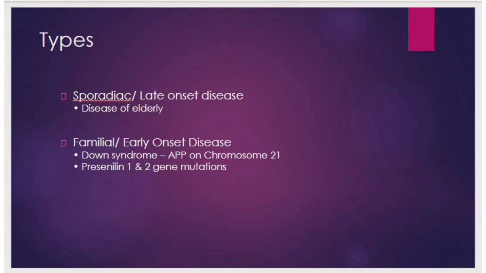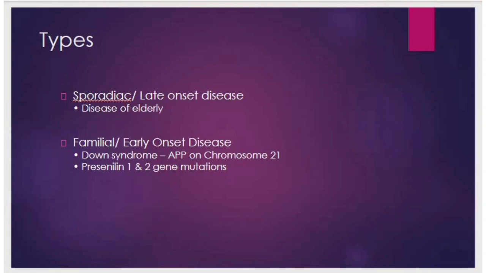Now, there are two types of Alzheimer's disease. One is sporadic and the other one is familial. Sporadic have a late onset and they are found in the elderly, whereas familial are those who have early onset of this disease, and this disease is common in the patients who have Down syndrome.